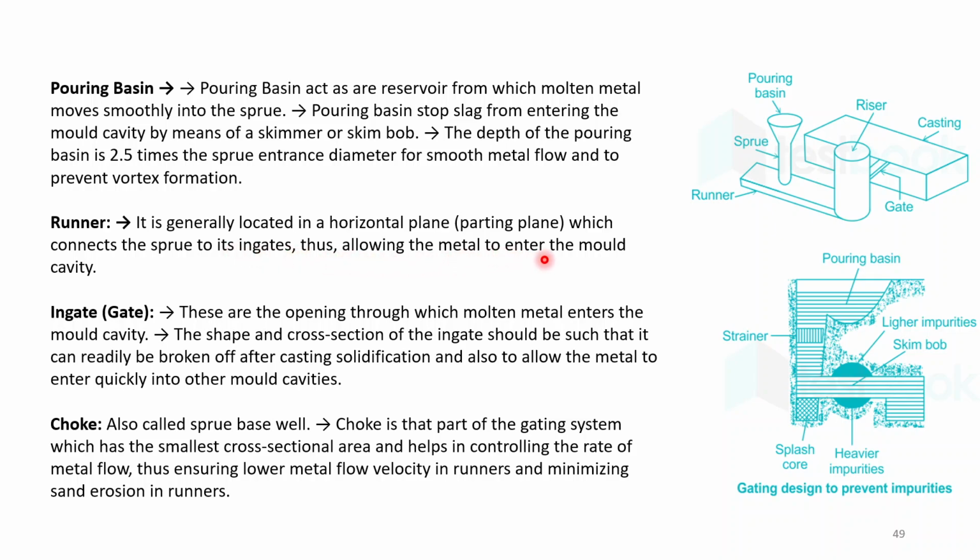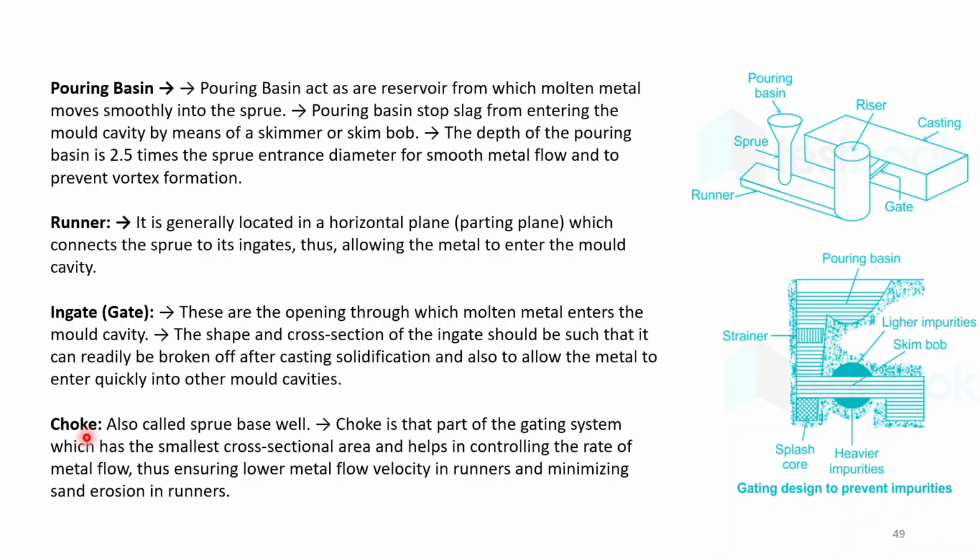Runner is generally located in a horizontal plane, the parting plane, which connects the sprue to its ingates, thus allowing the metal to enter the mold cavity. Next you have ingate. These are the openings through which molten metal enters the mold cavity, and the shape and the cross section of the ingate should be such that it can readily be broken off after casting solidification, and also allow the metal to enter quickly into the mold cavities.